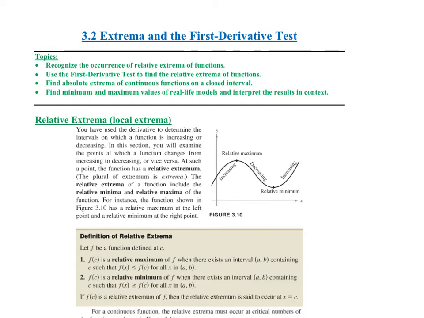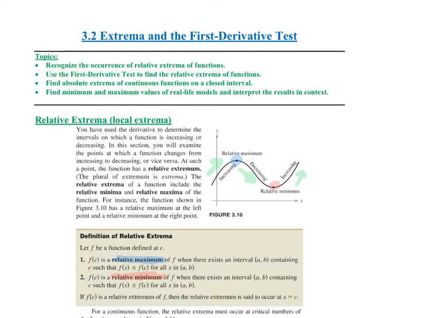A relative maximum would be the highest point in a given interval. For instance, relative maximum would be this point right here. A relative minimum is a lowest point in a given interval. For instance, this point right here would represent where a relative minimum or local minimum occurs. One thing to notice looking at this page is a maximum occurs when a function changes from increasing to decreasing, and a minimum occurs when it changes from decreasing to increasing.